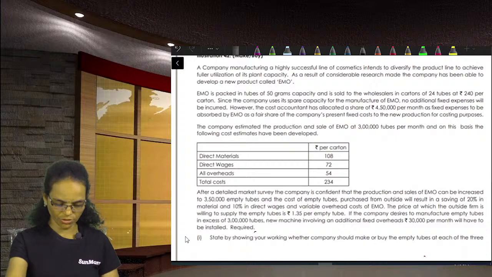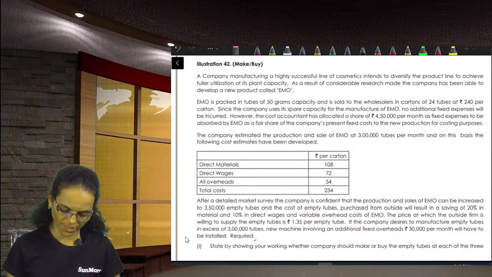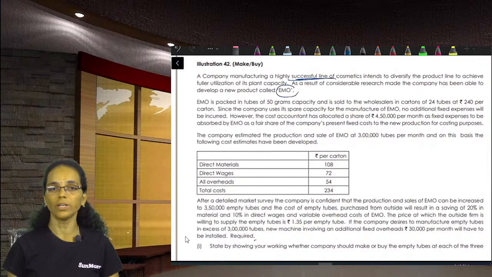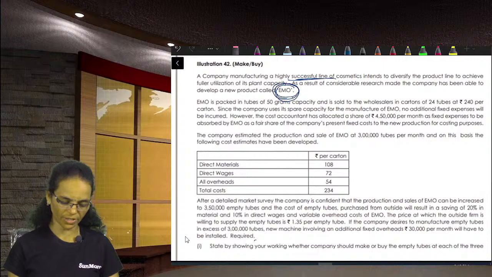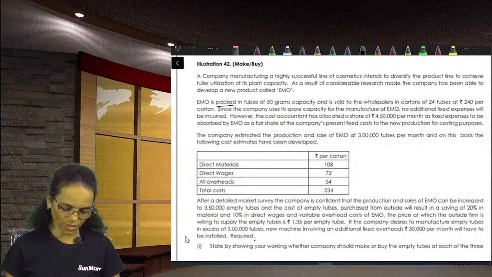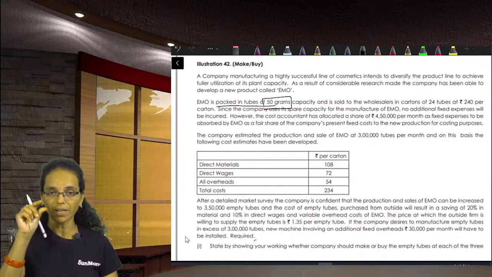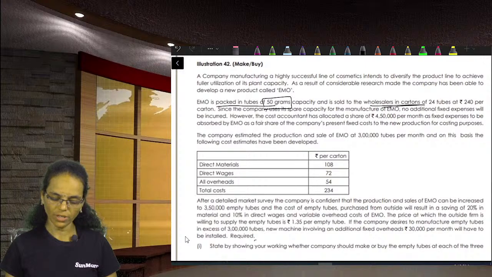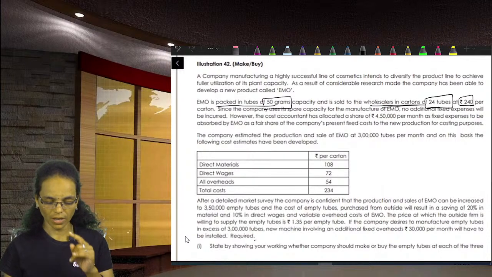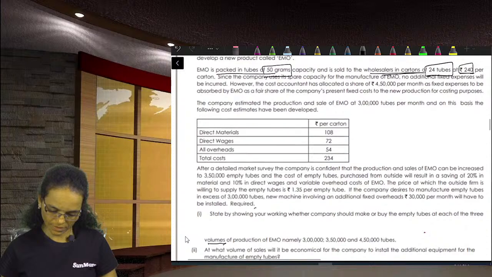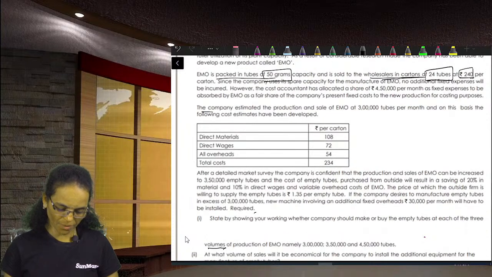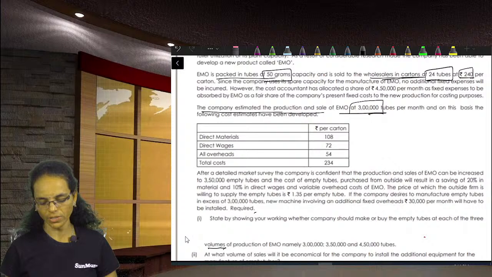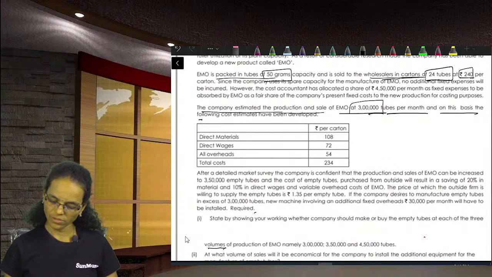Okay, we'll solve the question. Here this company is producing one new product called EMO. EMO is packed in 50 grams and it is sold in cartons of 24 tubes at 240 rupees per carton. The information given is that the company estimated the production and sale of EMO at 3 lakh tubes per month, and on this basis the following cost estimates have been developed.